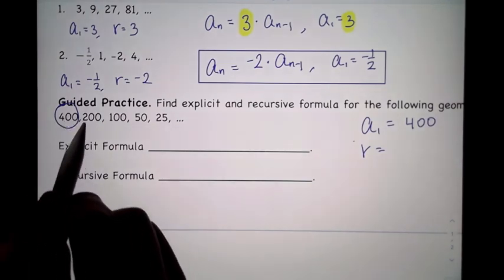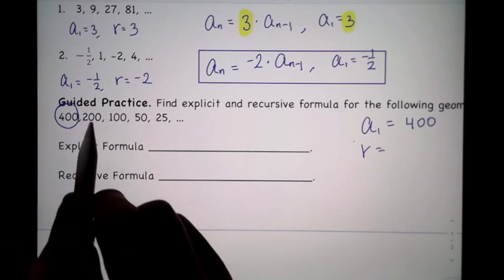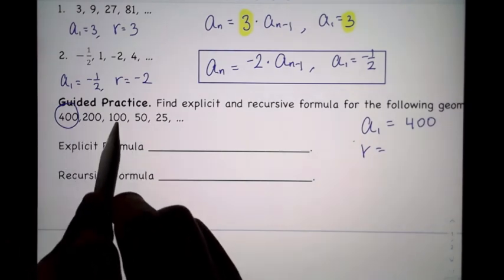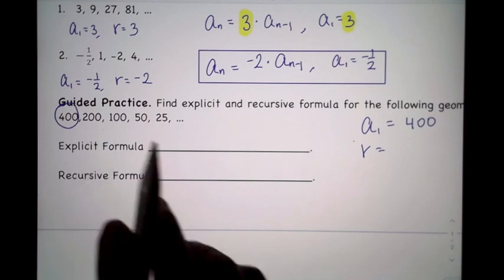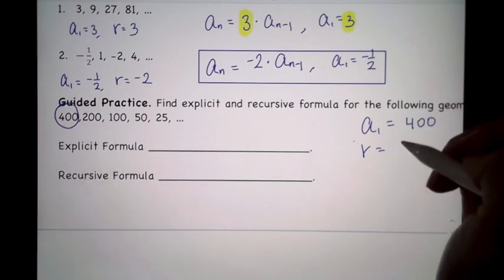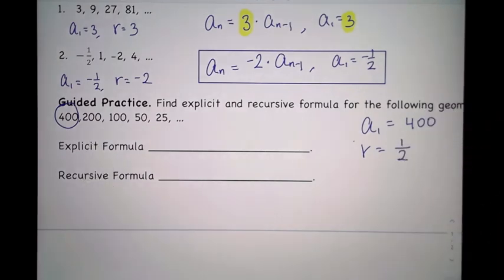400 to 200, 200 to 100. That's divided by 2. Or you multiply it by 1 over 2. Right? So we got a1 is 400 and r is 1 over 2. So we can write the explicit formula.